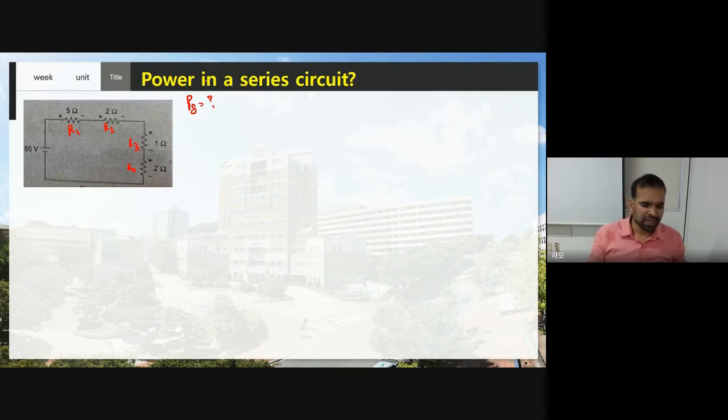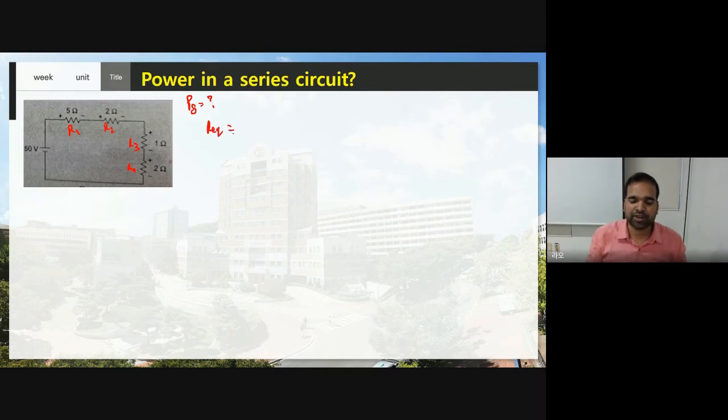Okay, clear? Now in this circuit all elements are connected in series, so you know that if resistors are connected in series or in parallel, we know how to write R equivalent.